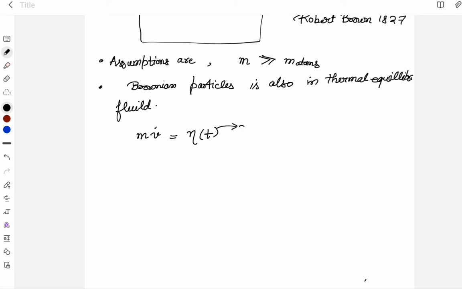So this is the random force, or noise, whose exact form we can't predict. We do not know its exact expression.